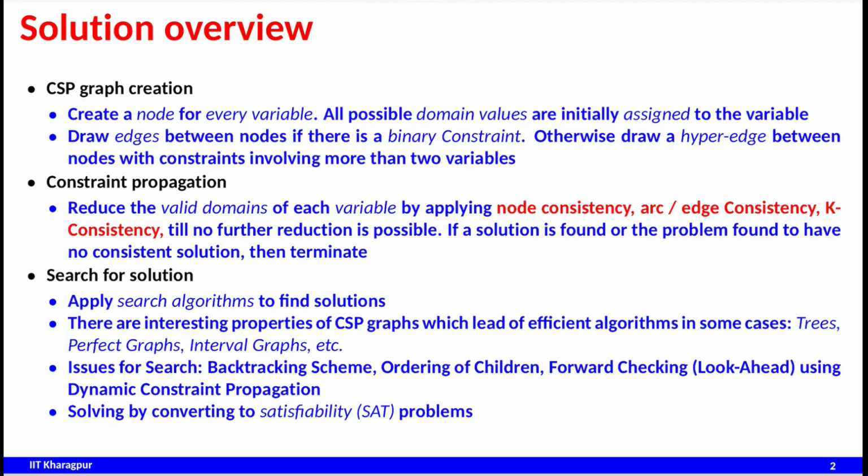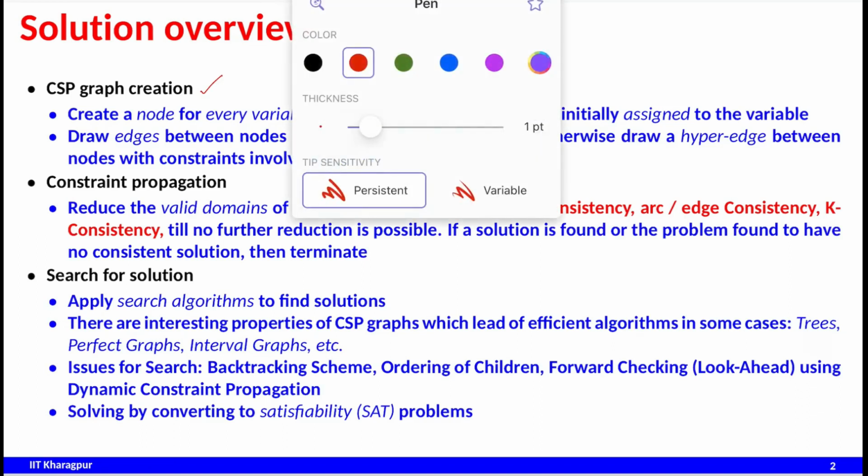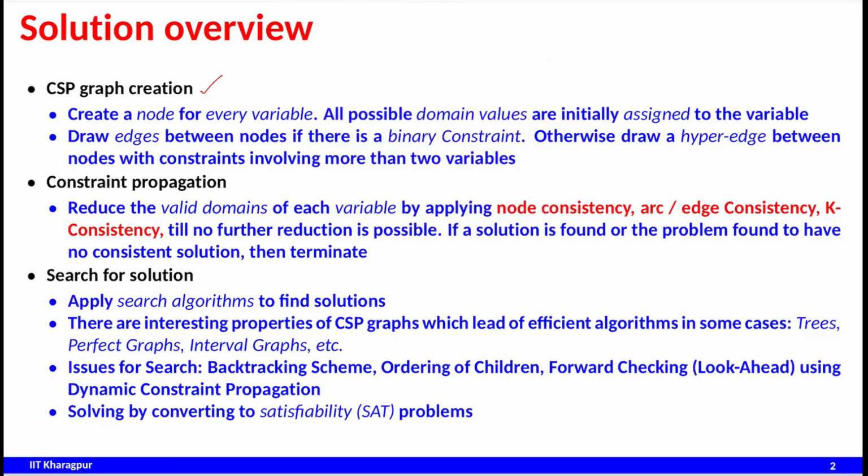We need to create a constraint satisfaction graph, what we call a CSP graph, and then we go for constraint propagation, and we also then search for a solution. So these three are the broad steps that we need to follow. Now we'll look into what is there in each of those steps quickly.